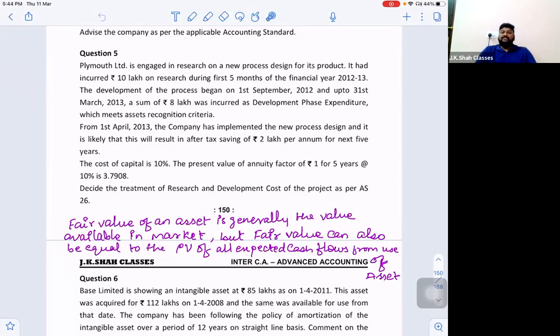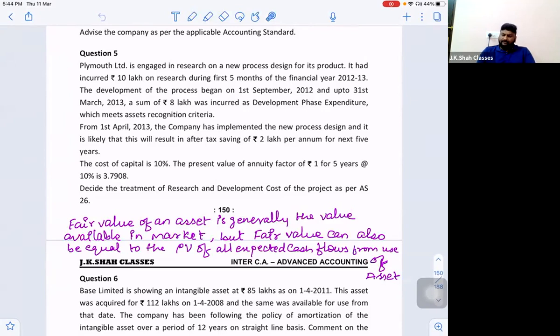next 5 years. So the company will start to use from 1st April 2013 the process design which it has developed internally. And with the help of this new process design, they say that the company will have an after-tax saving of 2 lakh rupees per annum for the next 5 years. So, sir, one thing I can conclude from here, the life of the intangible asset is 5 years because the company is able to use it for the next 5 years and earn savings of 2 lakhs after tax.